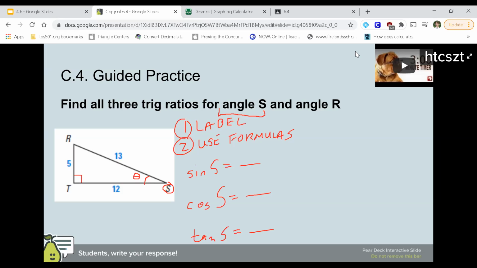That sign should be opposite. 5 cosine adjacent, 12. Double check. Okay, that's good. That's right. That's everybody else. How are we doing over here?